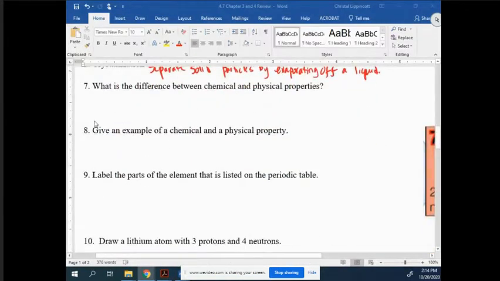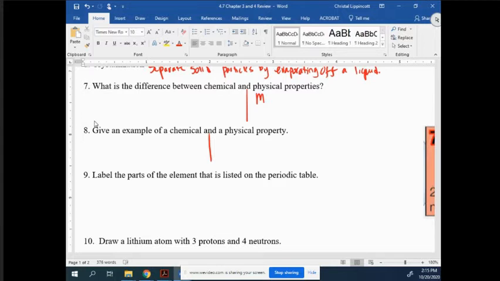When we talk about chemical versus physical properties, chemical properties are those properties that, when the material is acted upon, are going to change the identity of that substance. Physical properties do not change the identity of the substance. So mass, well, here's examples down here, I guess. So difference between chemical and physical properties.